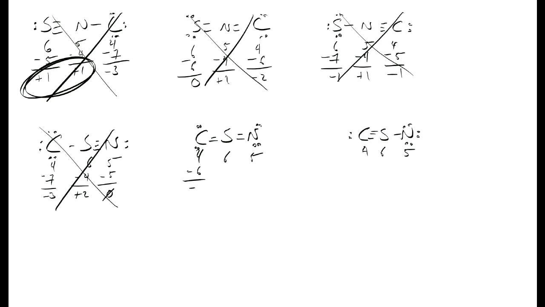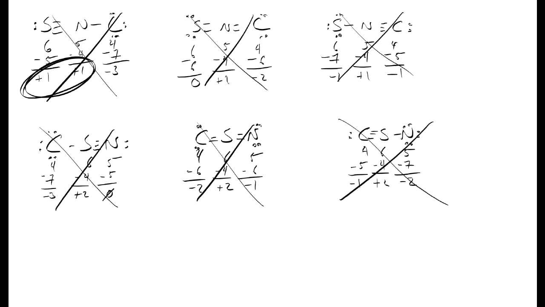4 minus 6 is negative 2. 6 minus 4 is positive 2. And 5 minus 6 is negative 1. Ugh. 4 minus 5 is negative 1. 6 minus 4 is positive 2. And 5 minus 7 is negative 2. Ugh. Sulfur is definitely not going to go at the middle of this compound.